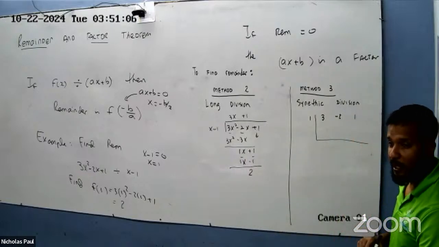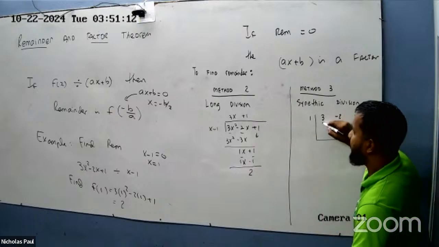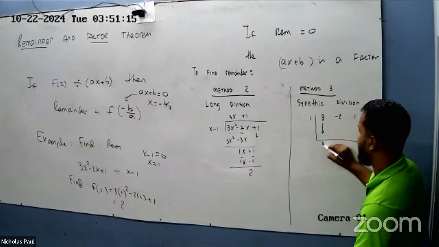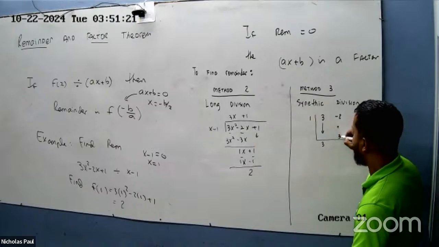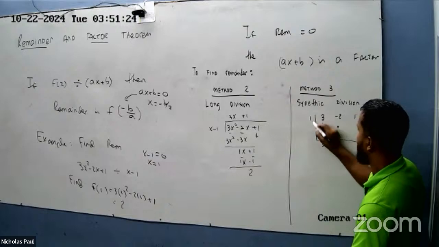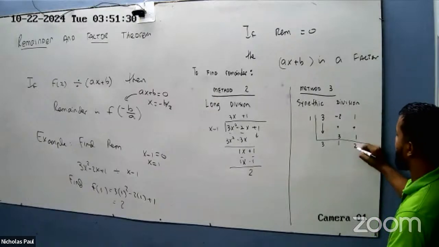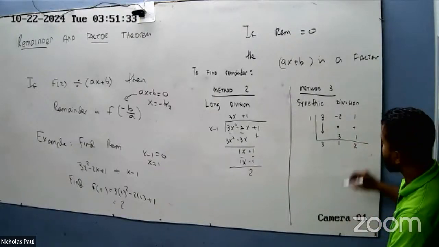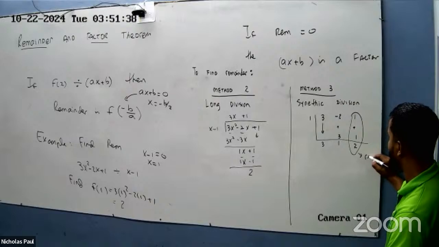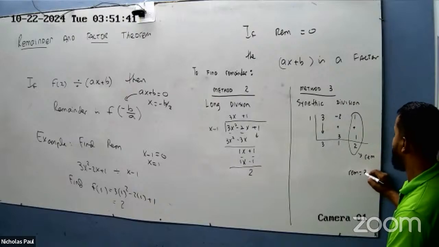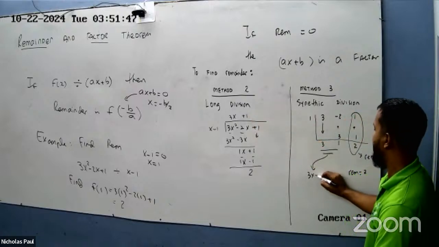That's okay? And all we're doing is multiplying and adding. Multiplying and adding. All right? So the first number, you leave that, you bring that down here. And then 1 by 3 is 3, then we add minus 2 plus 3 is 1. Then we multiply. 1 by 1 is 1. Then we add. 1 plus 1 is 2. That's it. This last part here gives us our remainder. So our remainder is 2. And these two values here give us our quotient, 3x plus 1.